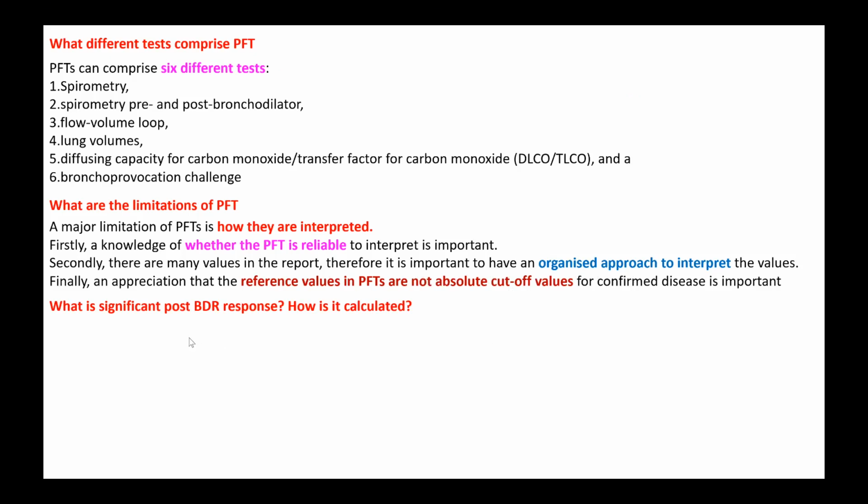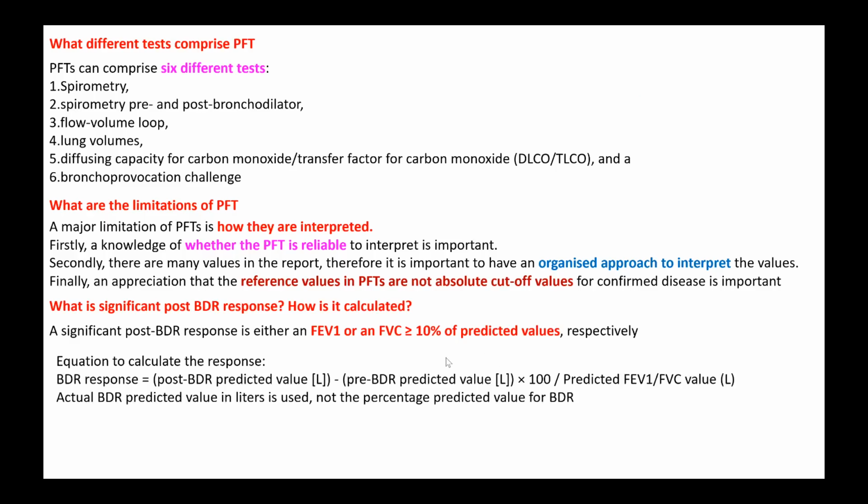What is the significance of post-bronchodilator response, and how is it calculated? A significant BDR is either FEV1 or FVC increasing more than 10% of the predicted values. This is how you should always try to interpret that. And the equation for calculation, we will see more of this.